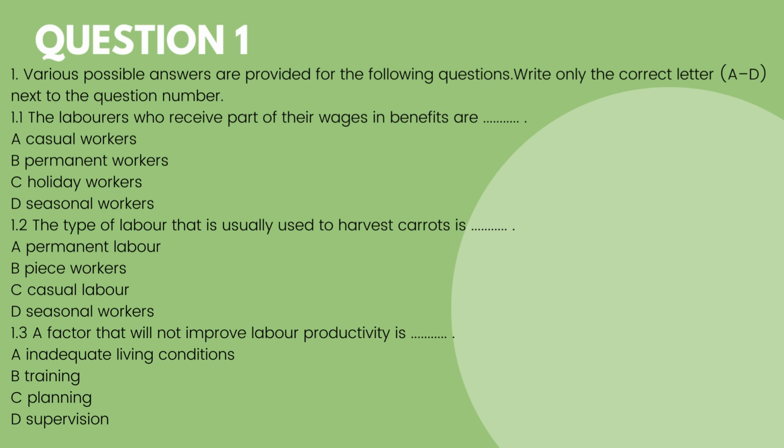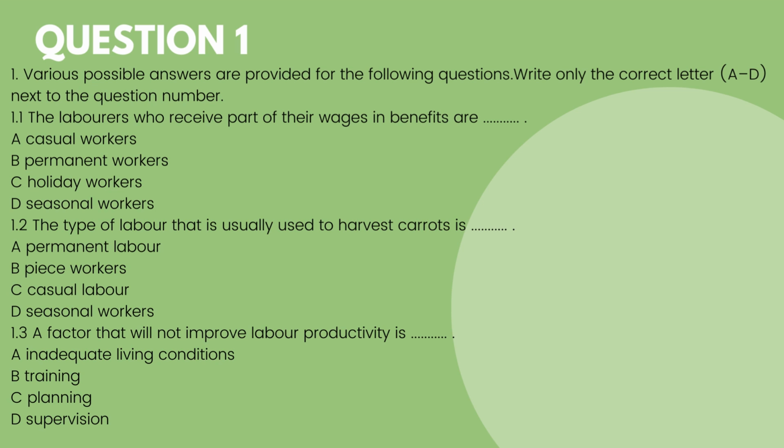The laborers who receive part of their wages in benefits are: A, casual workers; B, permanent workers; C, holiday workers; D, seasonal workers. Take your time. Laborers who receive part of their wages in benefits are, the correct answer there is B, permanent workers, because they are the ones who usually receive benefits.